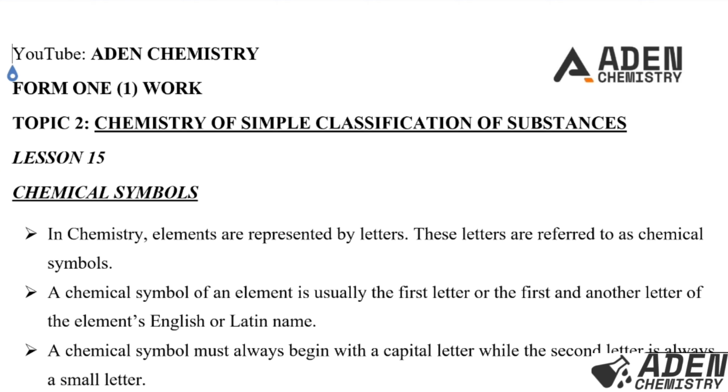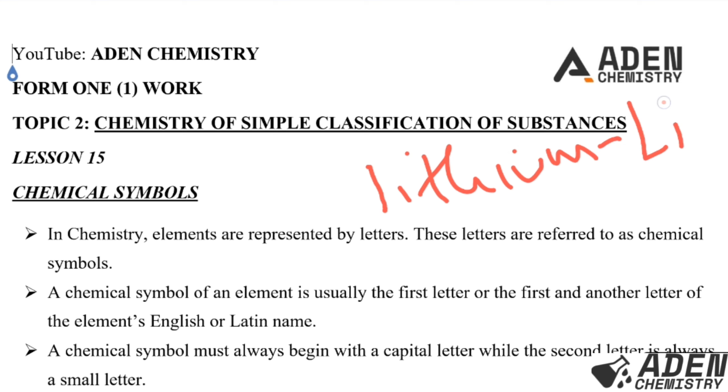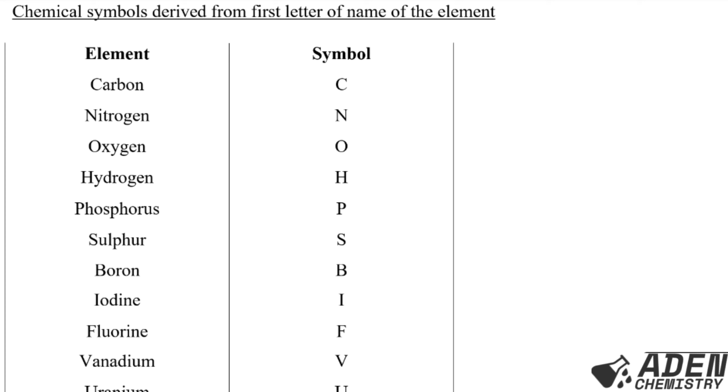For example, if the chemical symbol has only one letter, that letter must be a capital letter. But if it is two letters, for example lithium, the chemical symbol of lithium will be Li. So the first letter must be a capital letter, then the second letter must be a small letter. That's what we mean. So we are going to see chemical symbols derived from the first letter of the name of the elements.